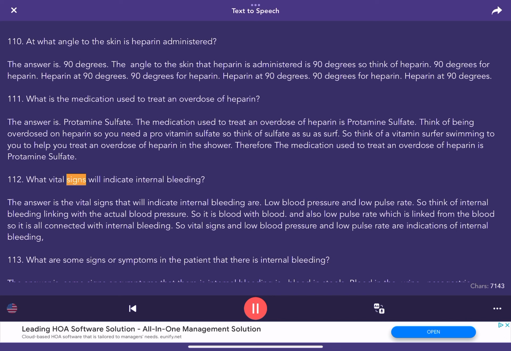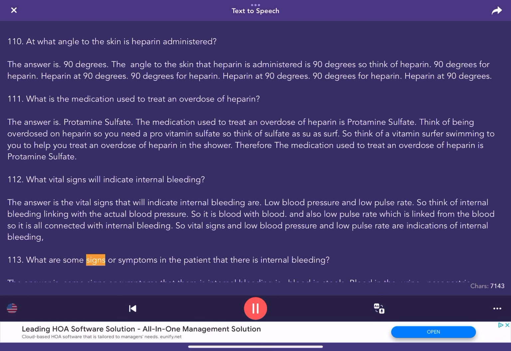112. What vital signs will indicate internal bleeding? The answer is the vital signs that will indicate internal bleeding are low blood pressure and low pulse rate. So think of internal bleeding linking with the actual blood pressure. So it is blood with blood, and also low pulse rate, which is linked from the blood, so it is all connected with internal bleeding. So low blood pressure and low pulse rate are indications of internal bleeding.